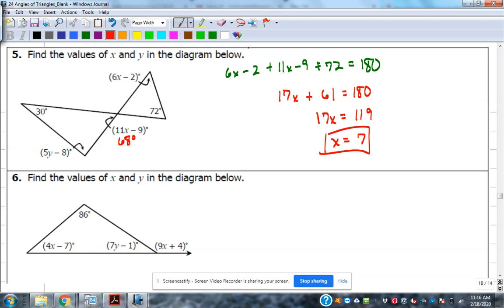Yeah, and then add those up. So 5y minus 8 plus 68 plus 30 equals 180. So 98 minus 8 is 90. 5y is equal to 90. y is 18.